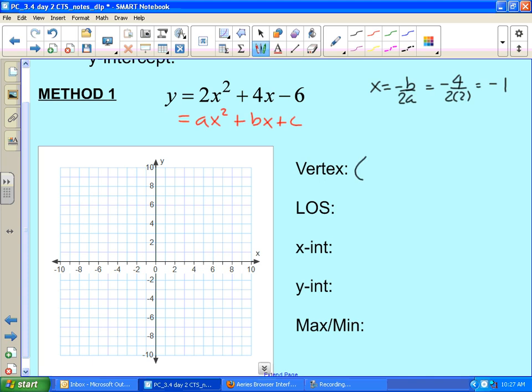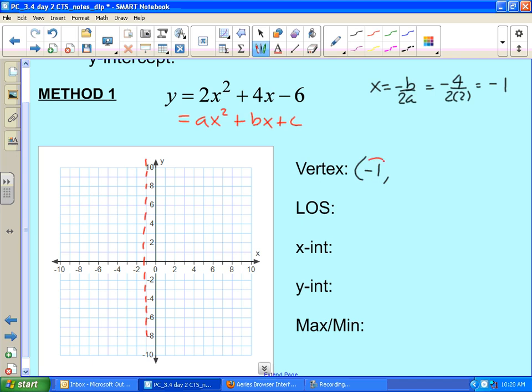So remember that. A vertex is a coordinate, and we've only found one of those parts of the coordinates. So far, I've got this vertical line at x equals negative 1. Somewhere on that line is the vertex camping out. Okay, how do I find the other part then? I plug it back in. Exactly. I plug negative 1 back into my equation.